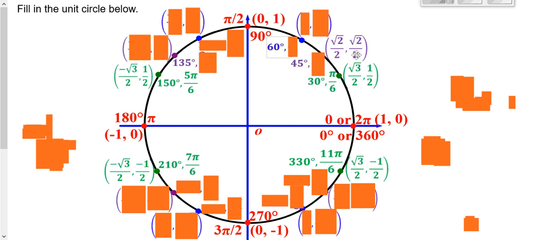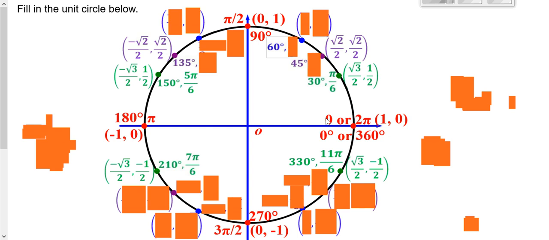If I take this point and reflect it over the y-axis to get over here, instead of going right, which is positive, I'd be going left, which is negative, so my x-coordinate is negative. I'm not changing my height at all, so my y value would still be the same, positive root 2 over 2.